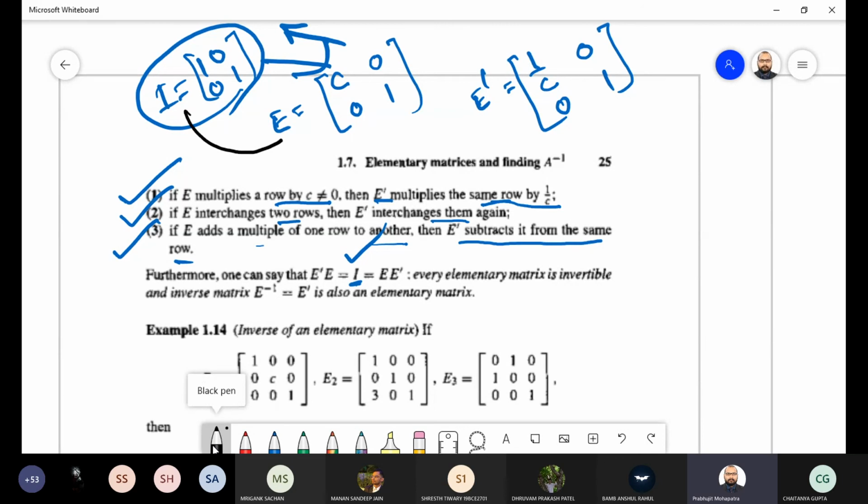From I we got E. From E, if you do the reverse, E dash, then we will get our identity matrix. So E dash into E is the identity matrix. Similarly, E into E dash is also the identity matrix. So this is the observation. Here, in place of I, you can write E into E inverse, or you can write E inverse into E.